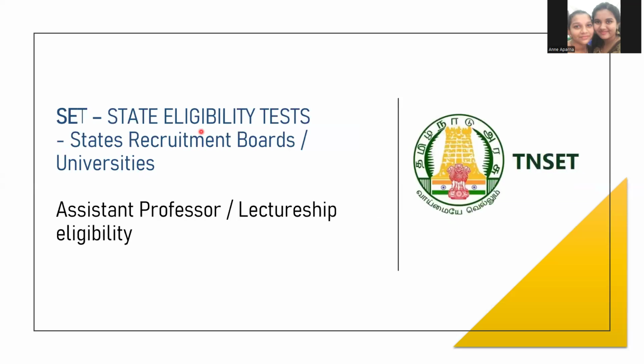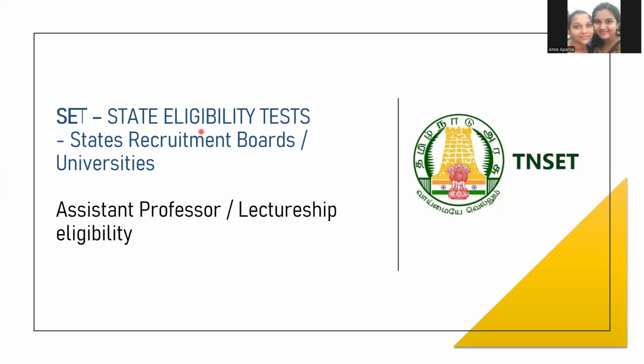And finally, the SET exams or the state eligibility tests. Now, ஒரு ஸ்டேட்டுமே they will have their own state eligibility test. So it can be TN SET, which is Tamil Nadu state eligibility test, or it can be Kerala state eligibility test, or Karnataka, or Andhra Pradesh, Telangana, Maharashtra, West Bengal. So each and every state will have their own eligibility test, and அங்க either the particular state or recruitment boards. For example, for Tamil Nadu எடுத்துட்டீங்கன்னா, for us now it is teacher recruitment board conducting the exam. So either a recruitment board or a university in the exam conduct பண்ணும். And this exam is especially for assistant professor or lectureship eligibility.